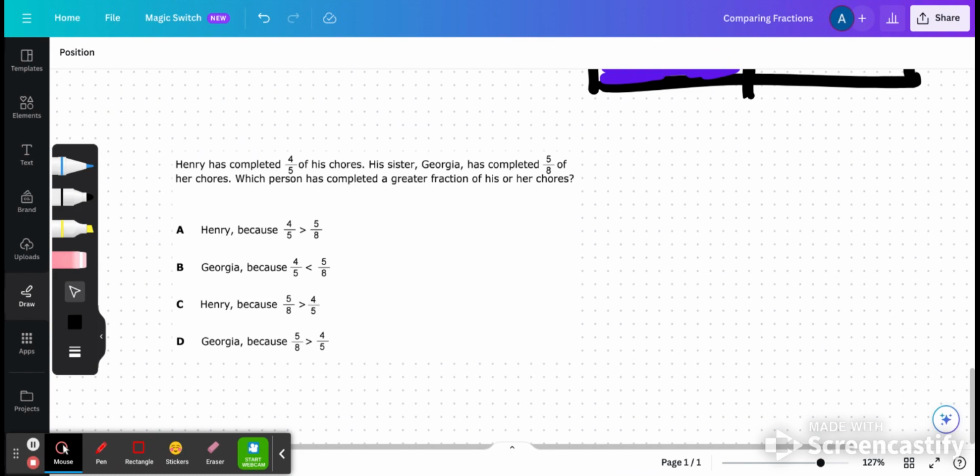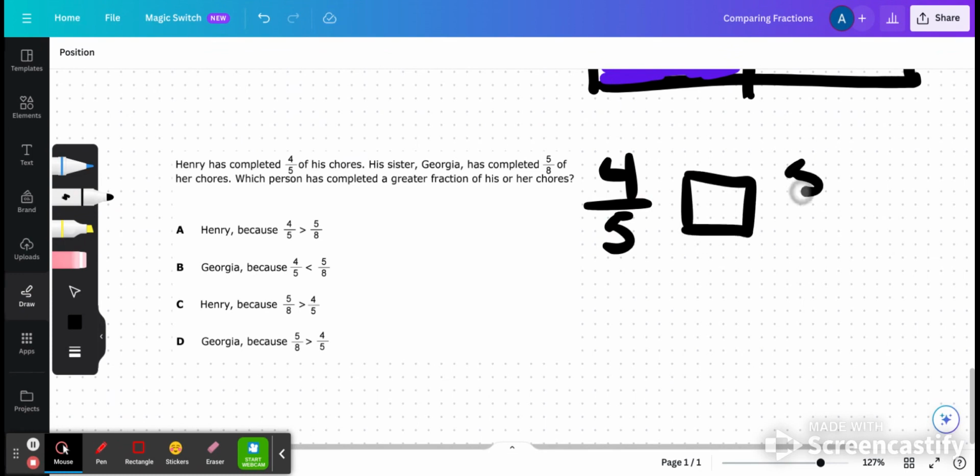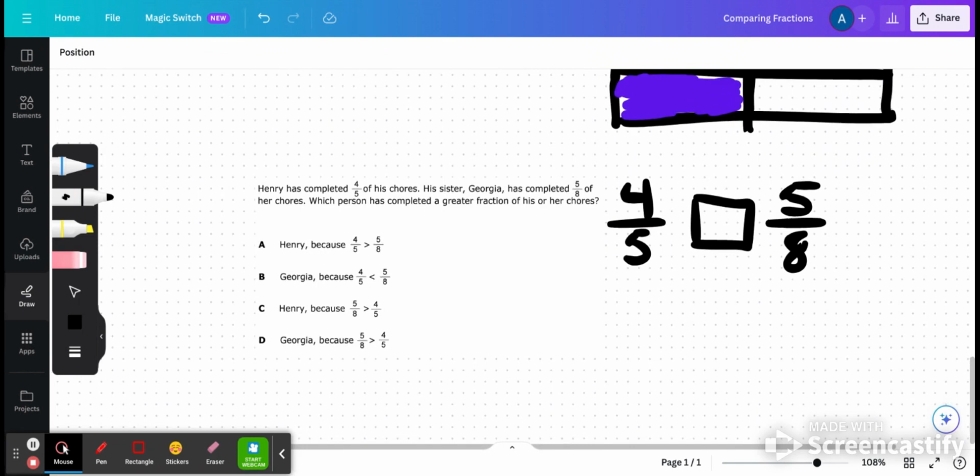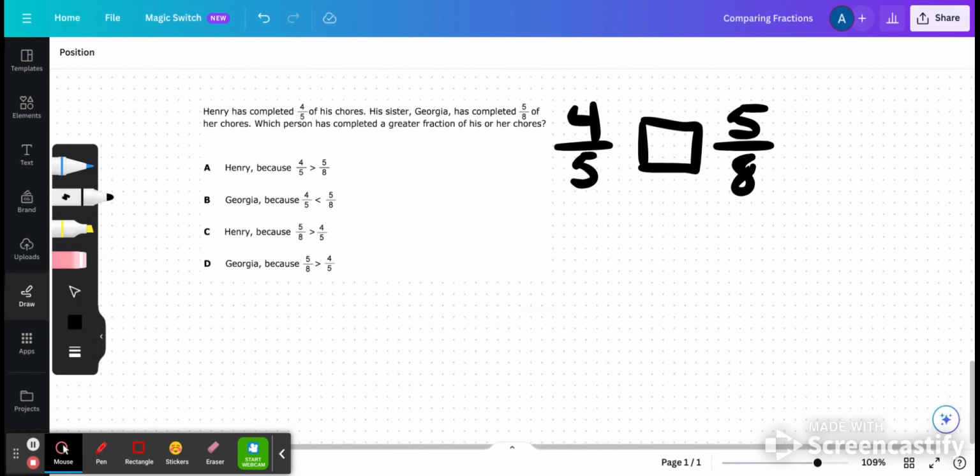All right, we're going to take a look at our final problem today. It says Henry has completed 4/5 of his chores. His sister Georgia has completed 5/8 of her chores. Which person has completed a greater fraction of his or her chores? So we're going to be comparing 4/5 to 5/8. We're going to represent this problem by drawing a model of each fraction.